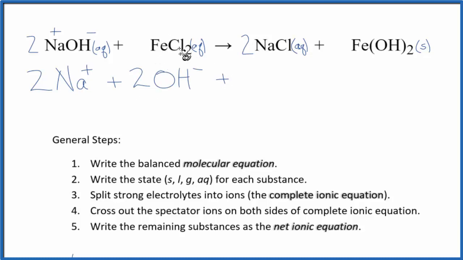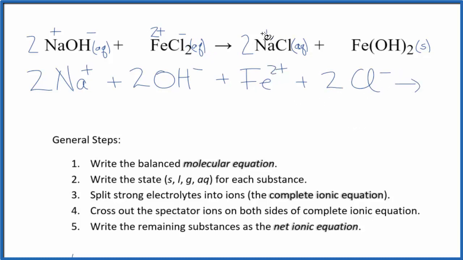We have to look at what it's bonded to since it's a transition metal. Chlorine, that forms 1 minus ions. So 2 times 1 minus, that's 2 minus. This has to be 2 plus. So we have the iron(II) ion, Fe2 plus, 2 of these chloride ions, 2Cl minus. And those are the reactants in our net ionic equation.